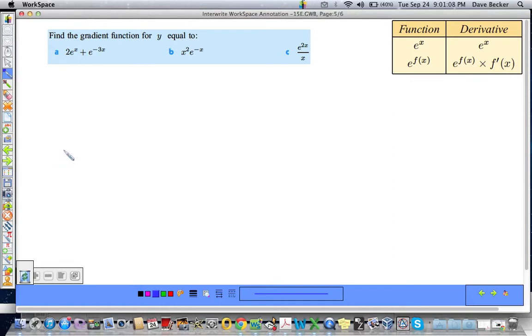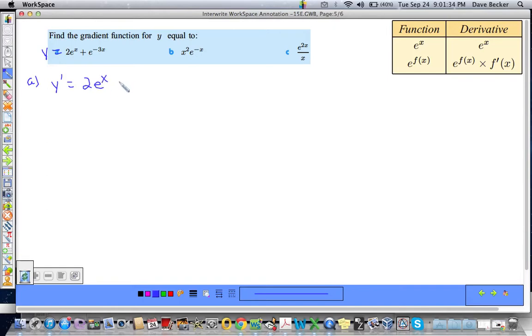So let's do some examples here. Find the gradient function for y equal to all of these functions. So for a, okay, y prime is going to be equal to, this is just a coefficient, so it comes along for the ride. The derivative of e to the x is e to the x. So that's very simple, very easy.